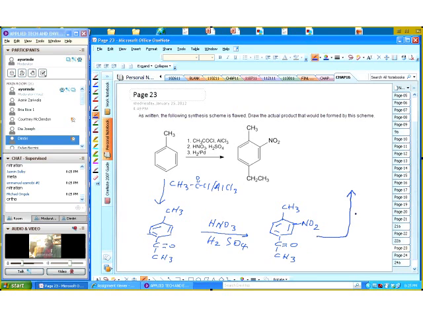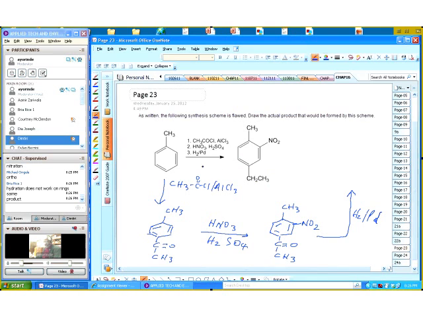Now, what is the next step they've given us? They're now giving us hydrogen and palladium. Okay, so what is the product you expect to get? This is what they said we are going to get. Hydrogenation does not work on rings.